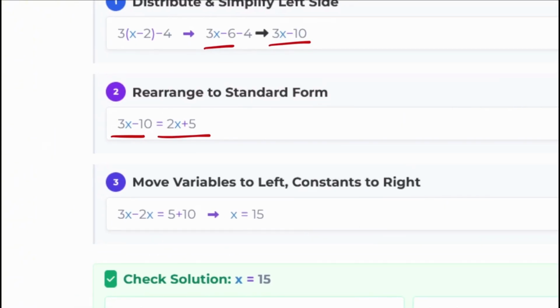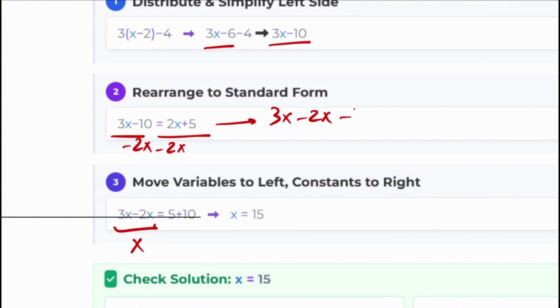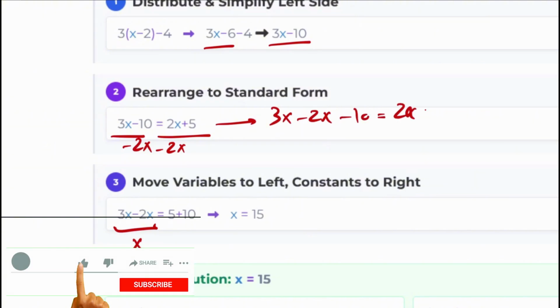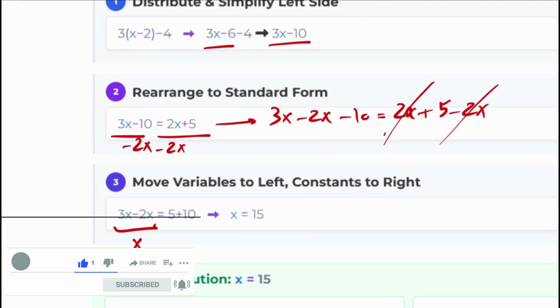So what is extra over here? Probably I can get rid of the positive 2x itself. Again, reverse operation, reverse operation. So what do we have? I have 3x minus 2x, which is going to be x itself. And after that, let me just write it down like this: 3x minus 2x minus 10 is equal to 2x plus 5 minus 2x. This guy is going to cancel out this one. So I have x minus 10 is equal to 5 itself.